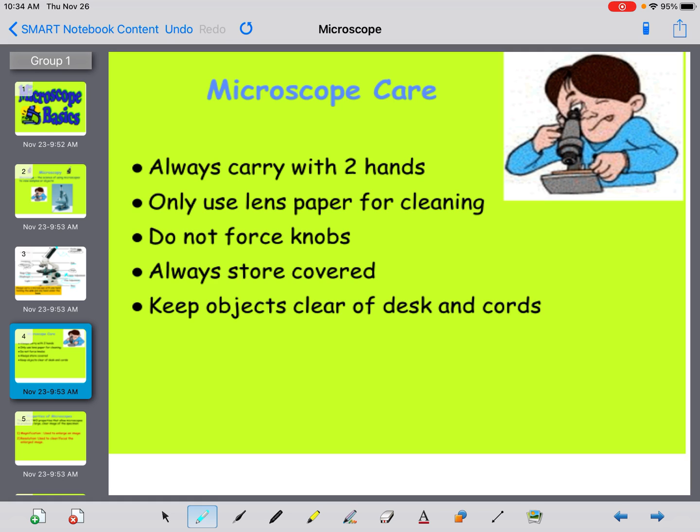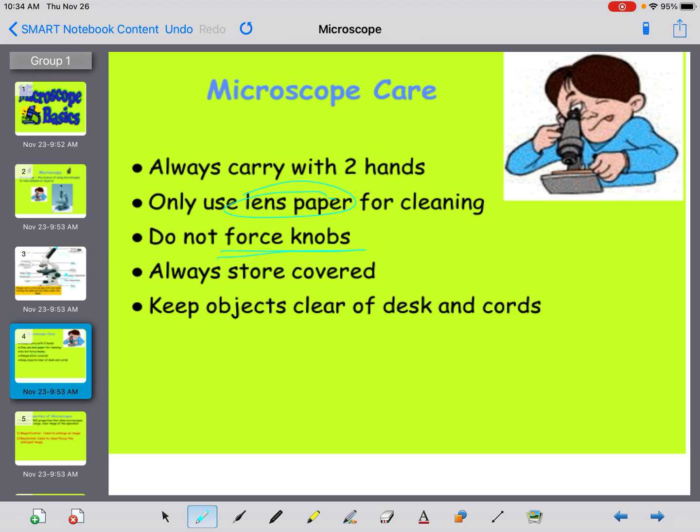Okay, so how do we take care of it? As I mentioned already, you carry it with 2 hands. You only use lens paper. If the lens is dirty, you never use a regular Kleenex. We have special paper for it. Don't force the knob. If you're cranking it and it's not moving, that means you're at the end of the option to move it. So don't keep cranking it. Don't force it to keep going.